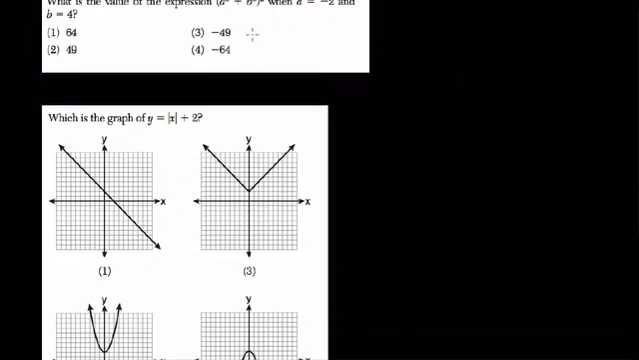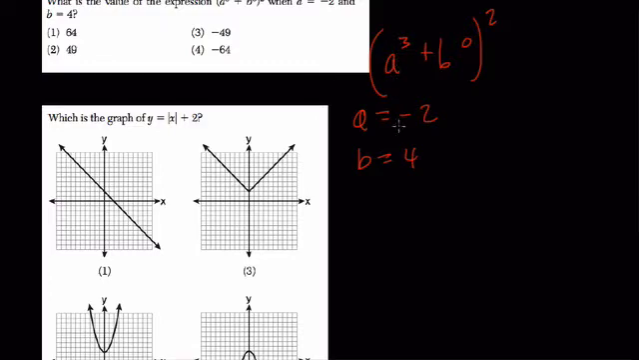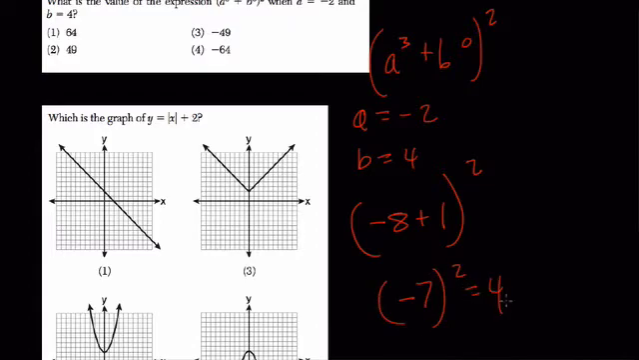What is the value of the expression a to the third power plus b to the 0 power, squared, when a equals -2 and b equals 4? Well, a to the third power, -2 to the third, is -2 times -2 times -2, which is -8, plus b to the 0, anything to the 0 power is 1, right? And then we square that. -8 plus 1 is -7. If we square that, we get 49.